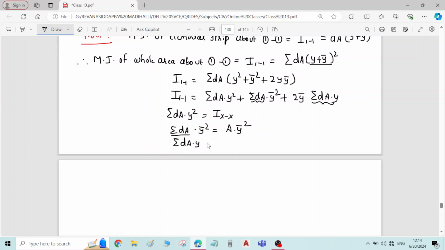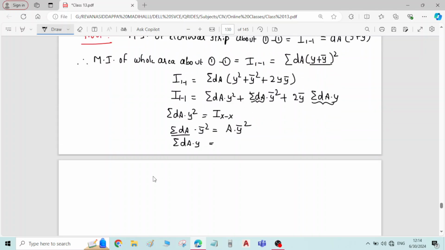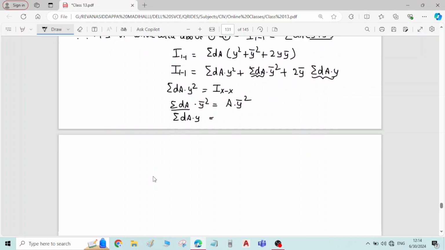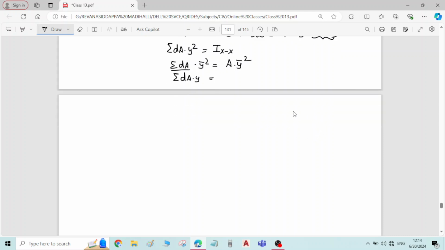Sigma dA into y represents the sum of moments of areas about the centroidal x-axis. That is what it means. Okay, the sum of moments of the areas about the centroidal axis, its value will be 0. How is it 0? Let me explain it with an example.